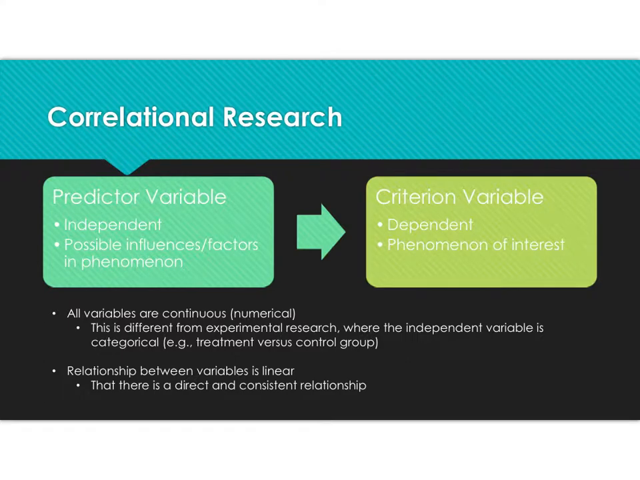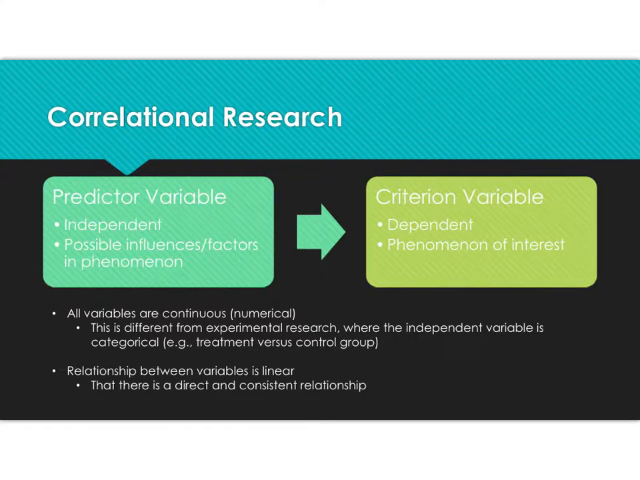Correlational research examines the relationship between at least two continuous variables. Remember, there are continuous or categorical variables. That's not right. There are continuous and numerical variables, as well as discrete categorical variables. So we're looking at numerical, measured on a scale, and this is also where Likert type data could be used here as well.